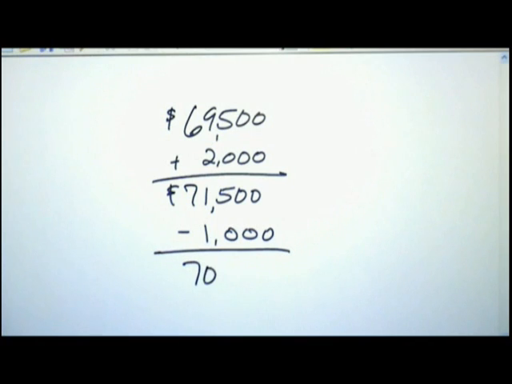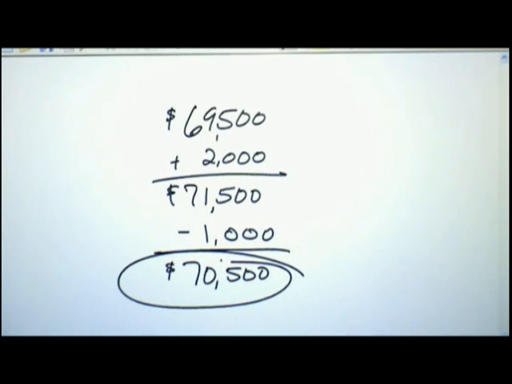which means that based on these two items, the subject property should be worth $70,500. That is a bare bones market data or sales comparison approach appraisal.